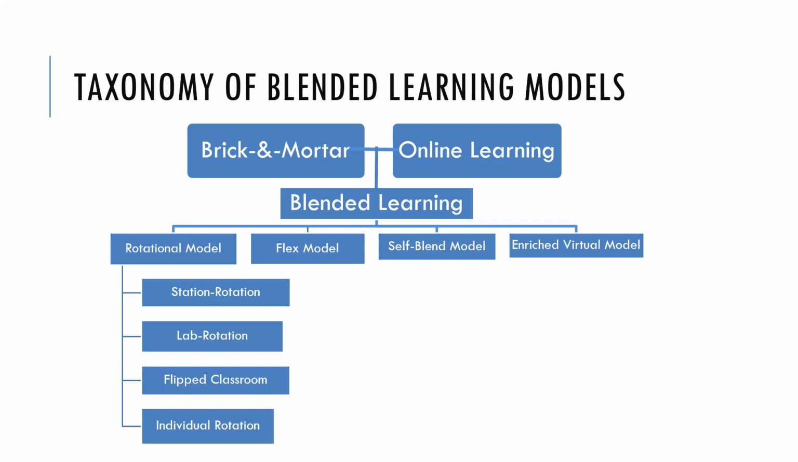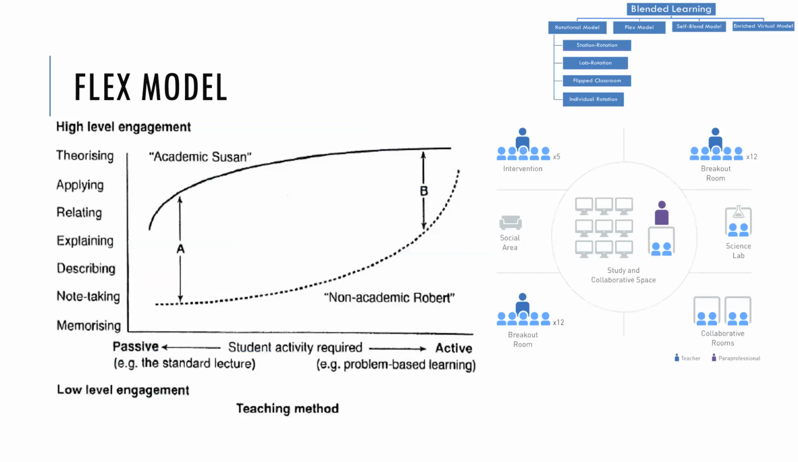The flex model, the self-blended model, and the enriched virtual model are all models which provide us with ideas on how to incorporate the text and the focus of our teaching into this lovely little package and then present it to the students. Why we do this is because not all our students are equally motivated, equally capable of learning, what we call the academic Susan and non-academic Robert, which is a pedagogical idea that we have to be aware that some students are very passive learners.